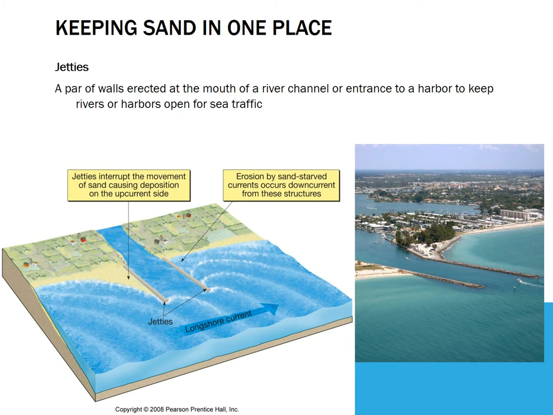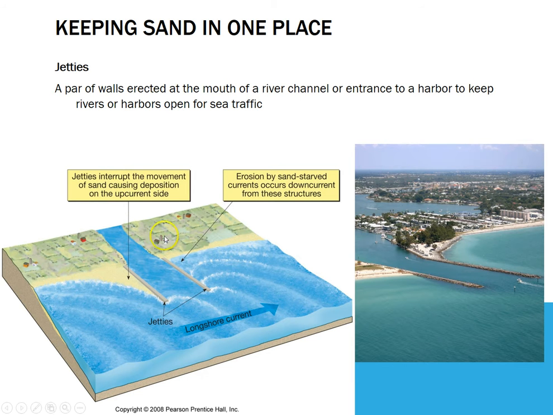A jetty is a pair of walls erected at the mouth of a river channel or the entrance to a harbor to keep the river or harbor open for sea traffic. And so you can see here, in this case, there is a river that we want to be able to get boats up. That's pretty common. Something like the Mississippi River, where you have boat traffic that actually travels pretty far upriver, wants to be able to be going ocean faring.